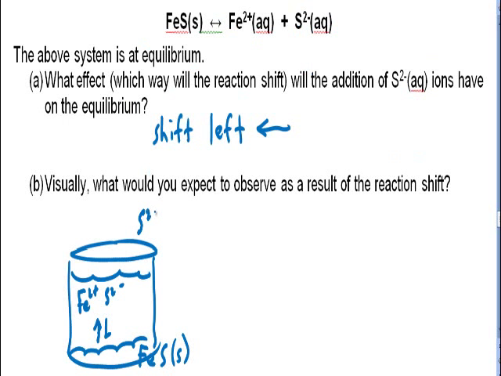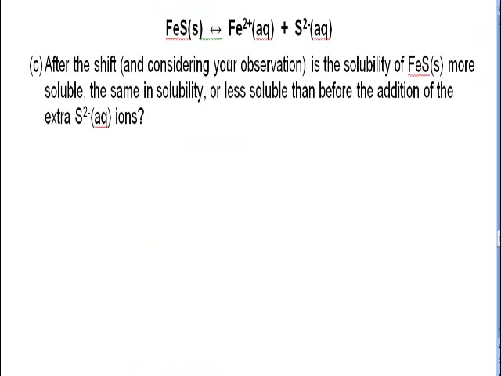Now visually, what we would expect to see as we add extra sulfide ions to the solution, when the reaction shifts left, it's going to produce additional solid. So we'd see extra solid forming in the bottom of our container, indicating that the iron sulfide from the addition of the sulfide ions has actually now become less soluble, producing more of the solid precipitate as a result of the reaction shifting to the left to get rid of the excess sulfide ion.